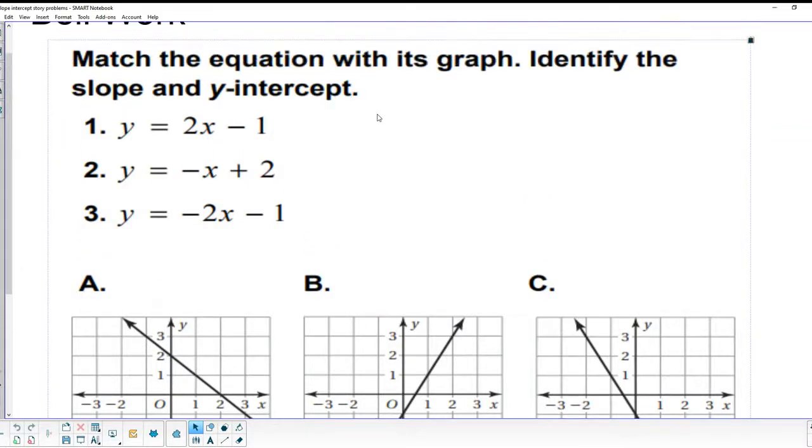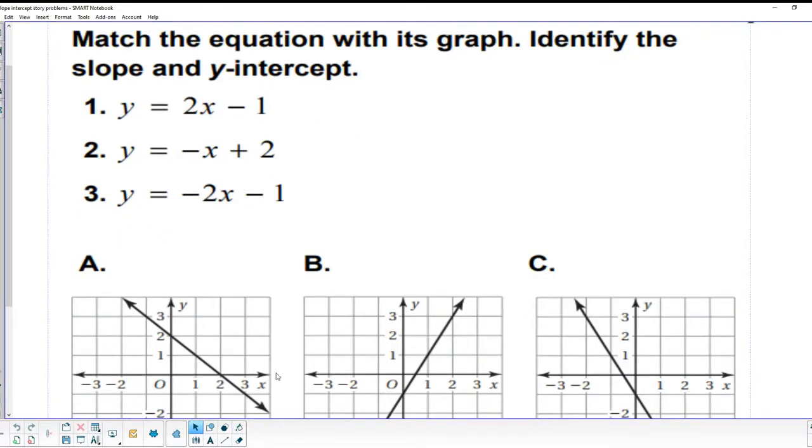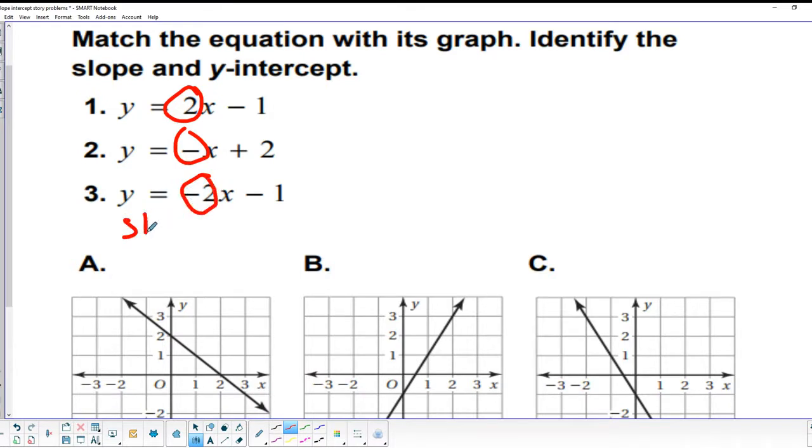Let's get today's lesson started by doing a little exercise where we're actually going to map the equation that you see written here with its graph and identify the slope and the y-intercept. Well, in each graph, we can tell what the slope and the y-intercept is because the slope is the number in front of x when it's written in y equals mx plus b form. So those are the slopes. And then the y-intercepts are the numbers after the x variable, the constants here. So there's a -1, a 2, and another -1. So these will tip us off as to what graph each one goes to.